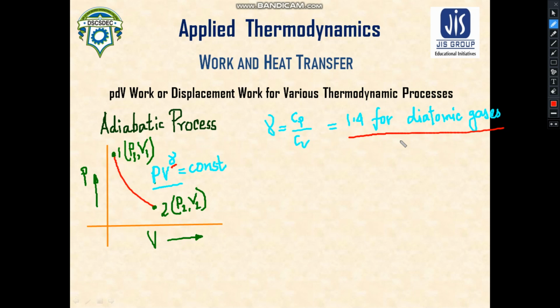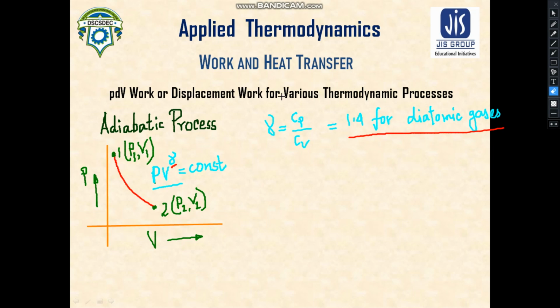and for diatomic gases like oxygen and nitrogen, it will be 1.4. For monoatomic gases, it will be different, and for triatomic gases, it will also be different. Now our primary concern is to calculate the PdV work in the adiabatic process.